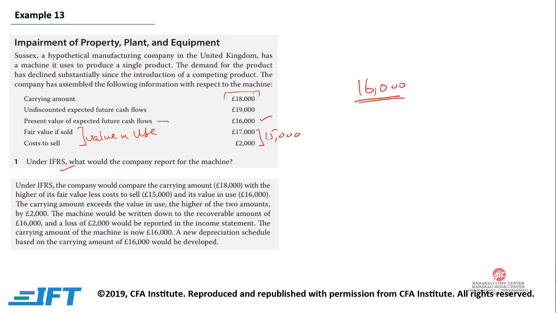And now we need to compare 16,000 with the carrying amount of 18,000. So our carrying amount is higher, and 16,000 is less. So it means that there is an impairment of 2,000 that will be reported as a loss in your income statement. So under IFRS, a company would compare the carrying amount with the higher of its fair value less cost to sell and its value in use.